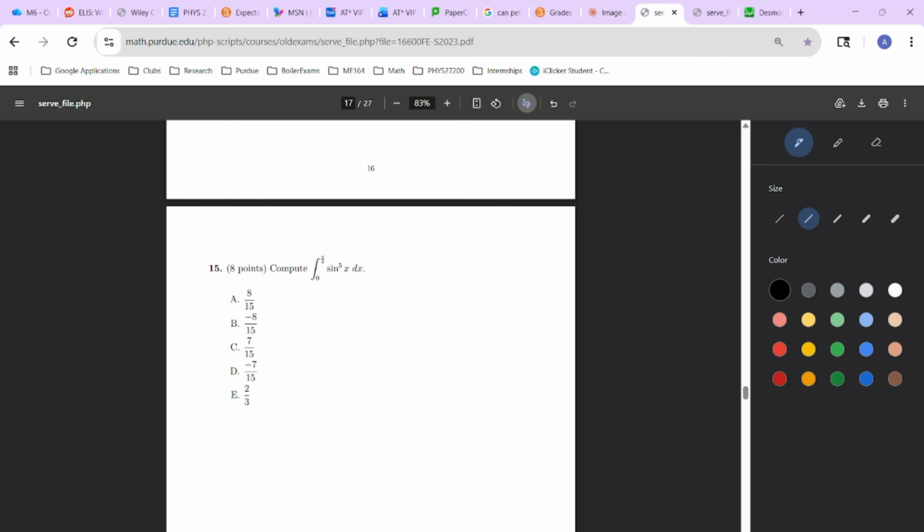Welcome and welcome back, everybody. Thanks for joining me as we cover question 15 here. Compute the integral from 0 to pi over 2 of sine to the 5th x dx.